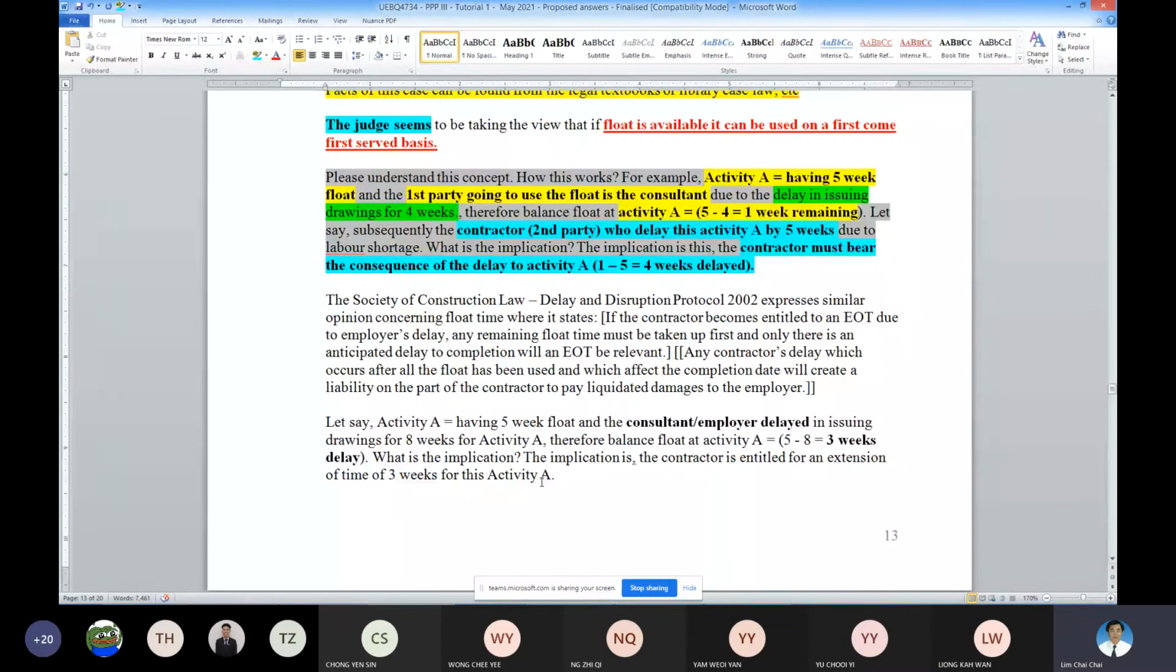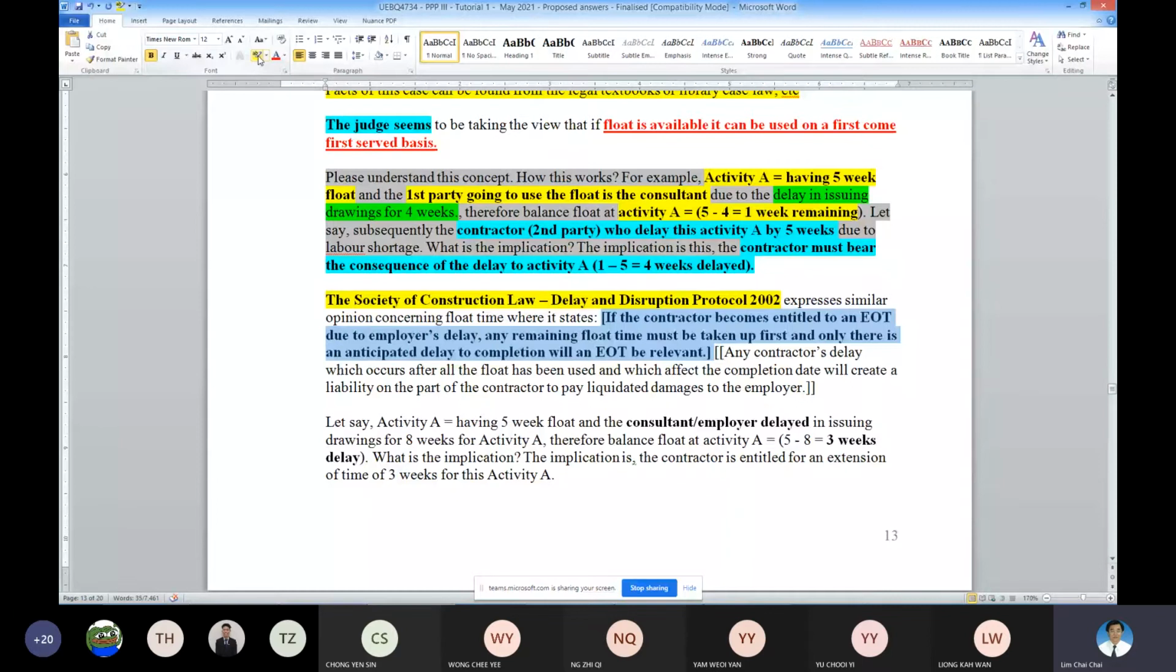Similarly, there is another so-called support system for you to understand. That is the Society of Construction Law. So the Society of Construction Law put forward some understanding on this particular issue. Okay. So what it says is this. If the contractor becomes entitled to extension of time due to employer's delay, any remaining float must be taken up first. Only if there is anticipated delay to the completion will an extension of time be applicable. So what they try to say is this. Okay.